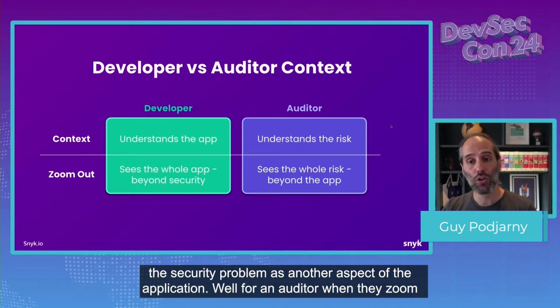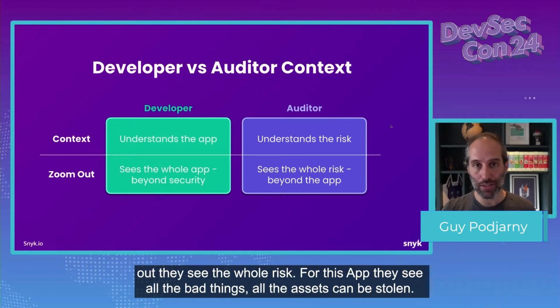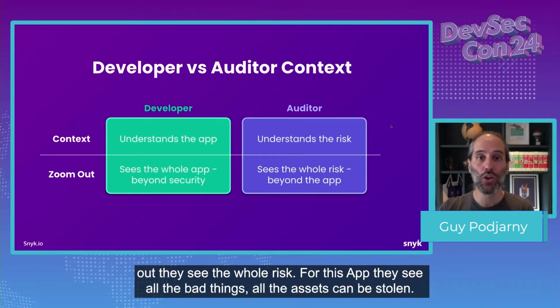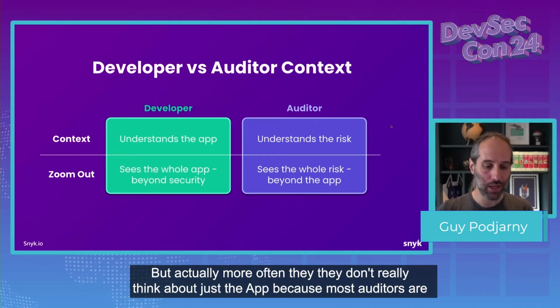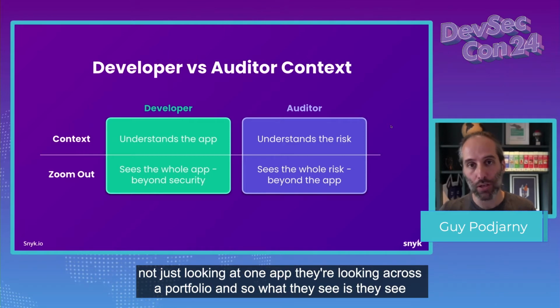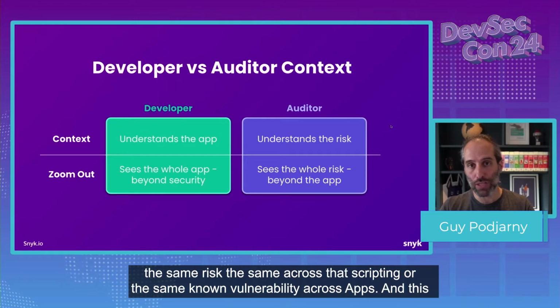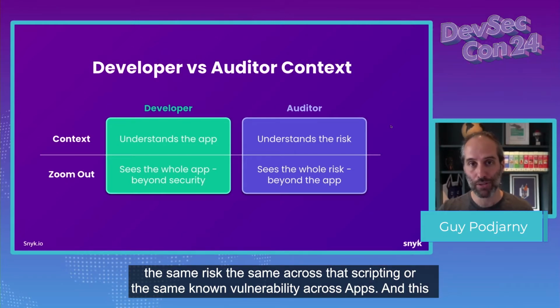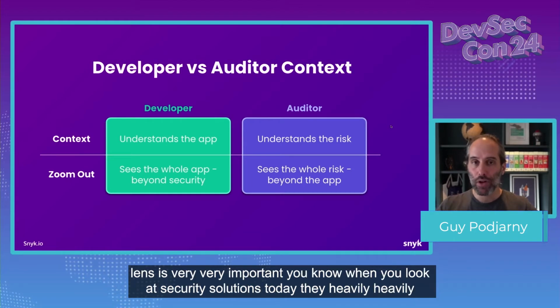Well, for an auditor, when they zoom out, they see the whole risk. For this app, they see all the bad things, all the assets that can be stolen. But actually, more often, they don't really think about just the app, because most auditors are not just looking at one app, they're looking across a portfolio. And so what they see is the same risk, the same cross-site scripting, or the same known vulnerability across apps. And this lens is very, very important.